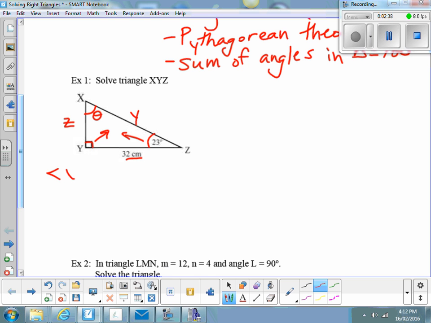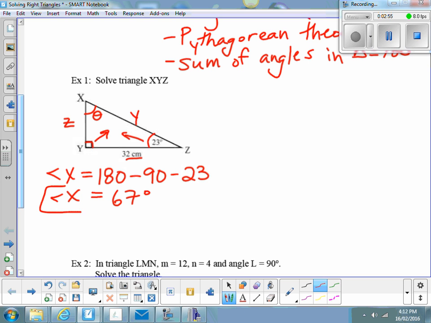So angle X equals 180, subtract 90, subtract 23. So angle X is equal to 67 degrees. And I'll just put a circle or a box around that to show that that's one of the unknowns. So I've got angle X.